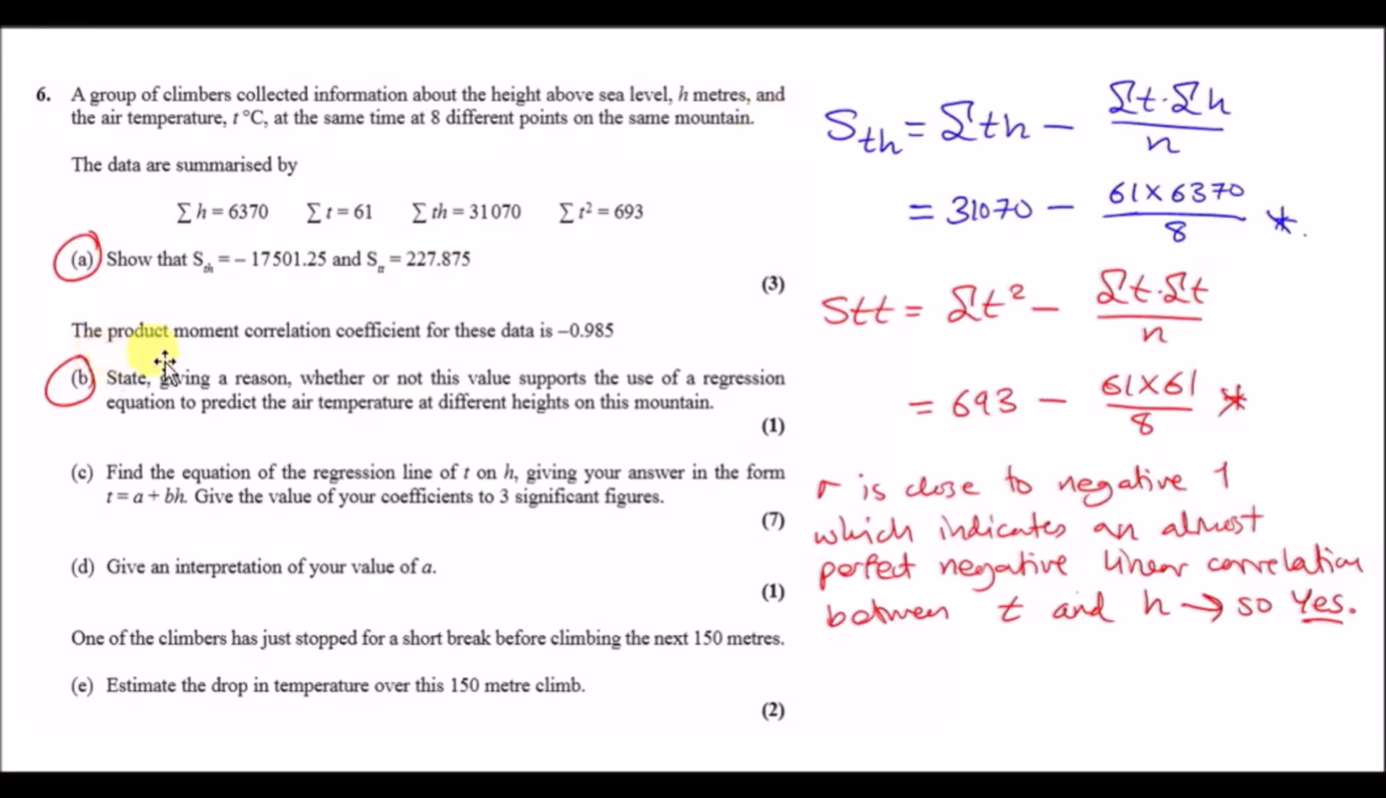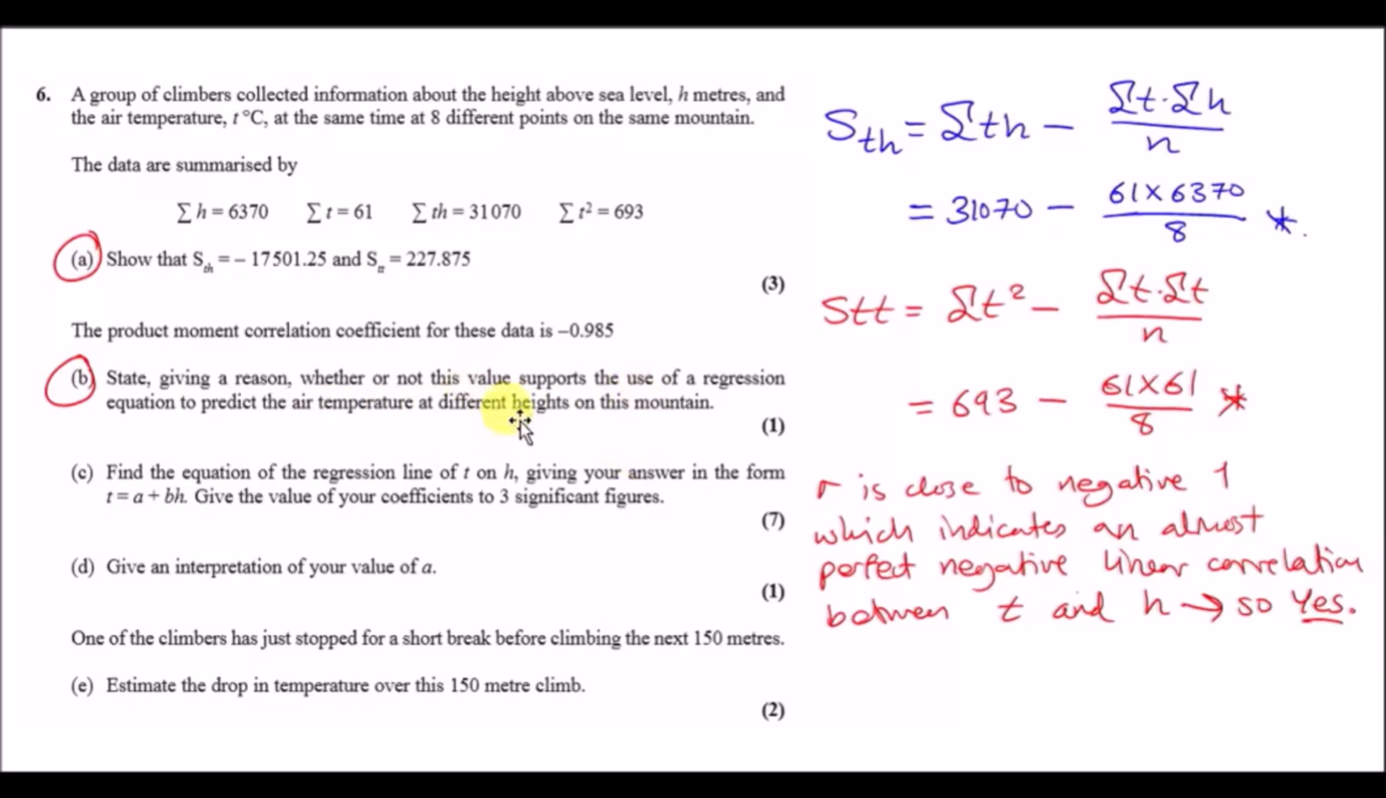The product moment correlation coefficient, so this is the r value in the S1 notation, for these data is minus 0.985, so it's practically close to -1, almost perfectly negatively correlated. State, giving a reason, whether or not this value supports the use of a regression equation to predict the air temperature at different heights.